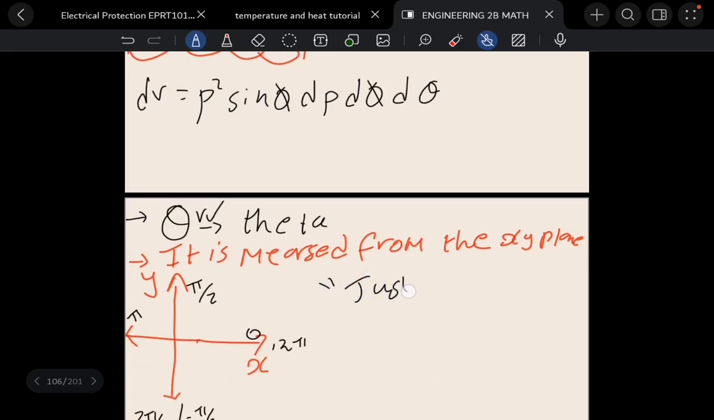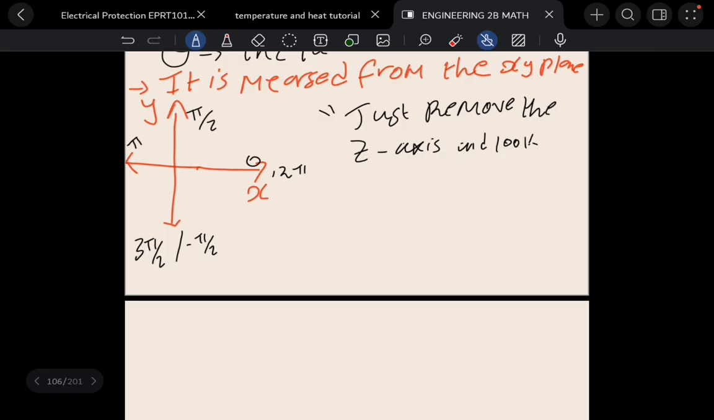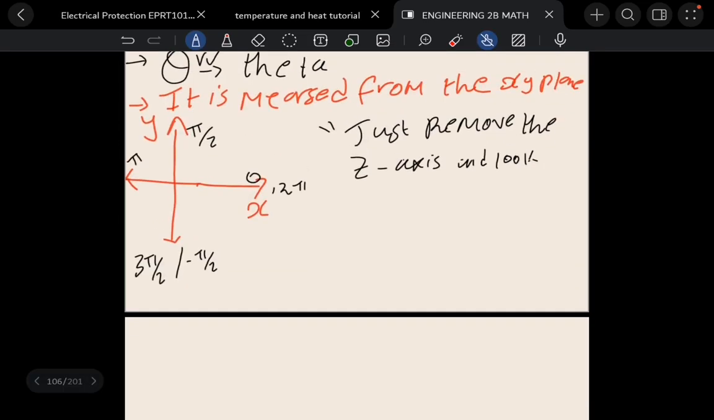So whenever you want theta, just remove the z-axis and look at how that region is bounded. You can take a ball, any ball, and look at the top of that ball. What do you see? You will see a circle, right? Which means the region of theta is bounded from 0 to 2 pi. So that is the value of theta.